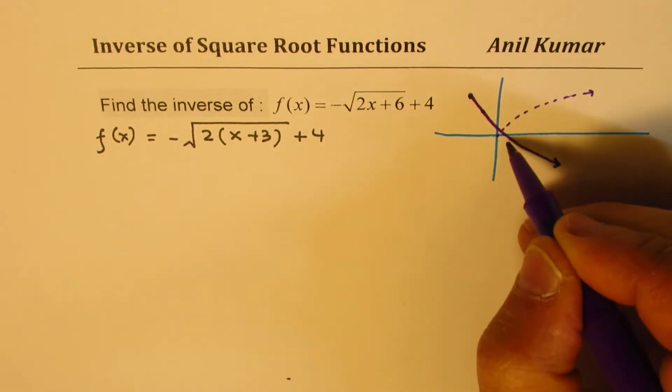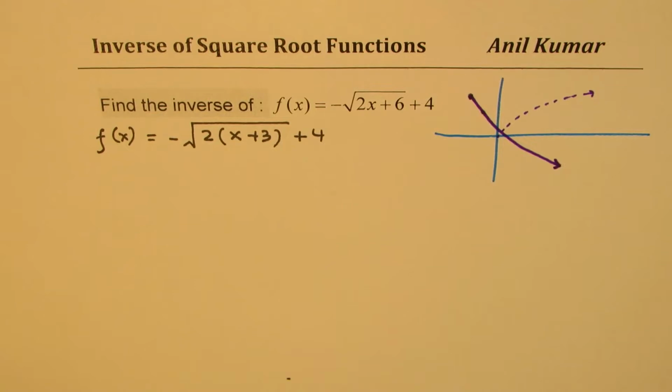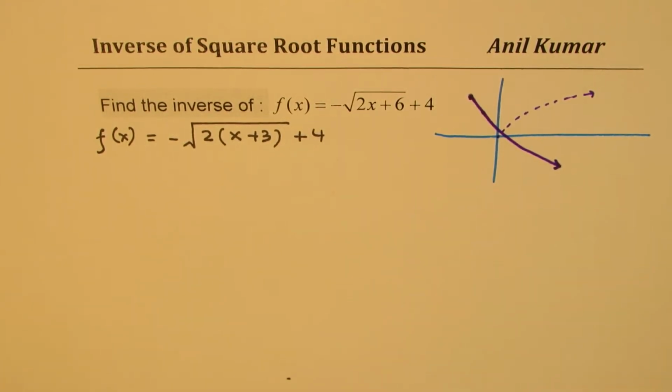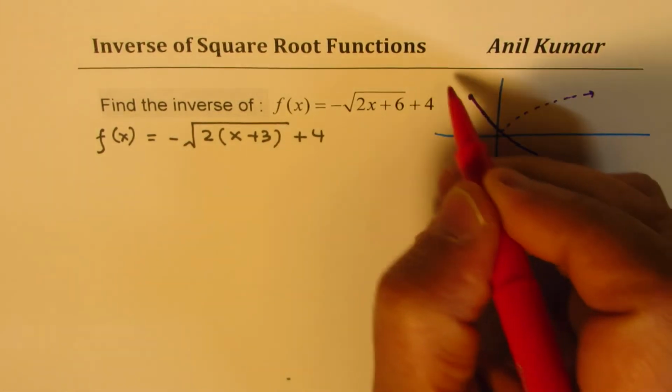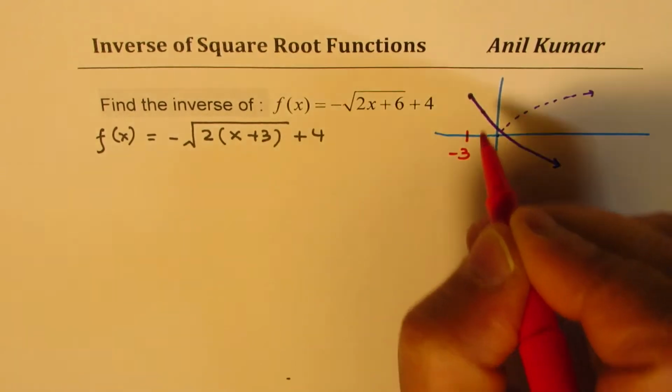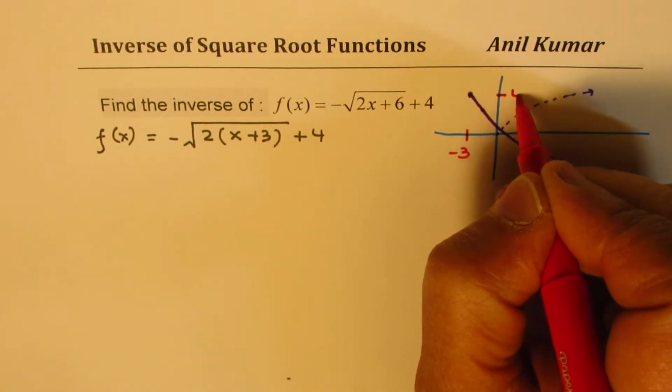Well, I just got it very close to the x-axis, but anyway, it should not be that close, right? Okay. So basically, what we get is something like this, and this point here is of our interest. It is at minus 3, and the y value here is 4, correct?